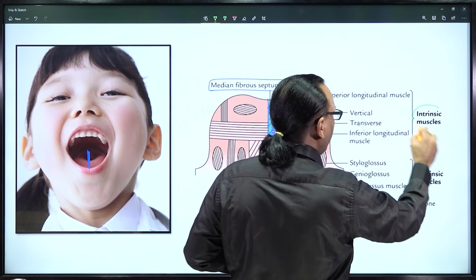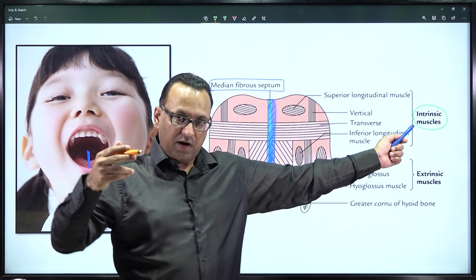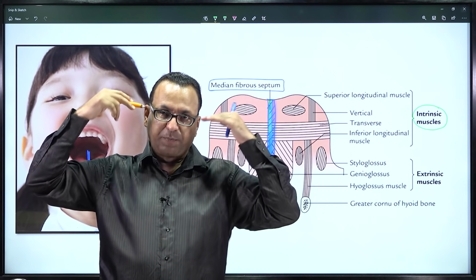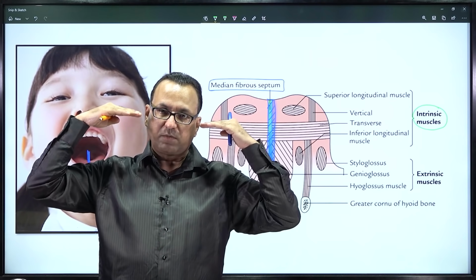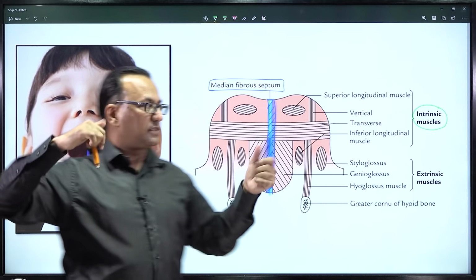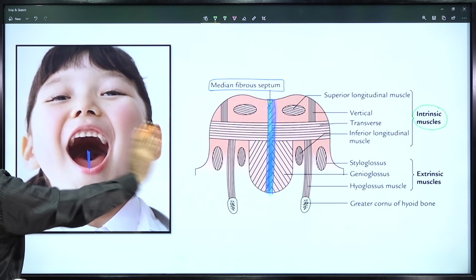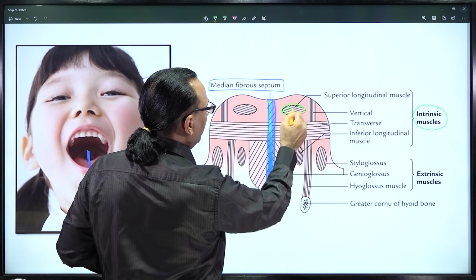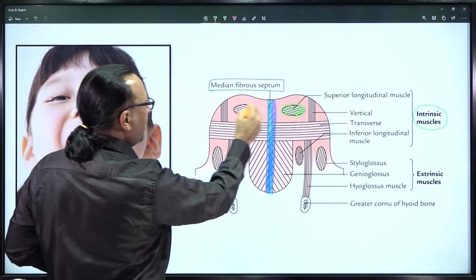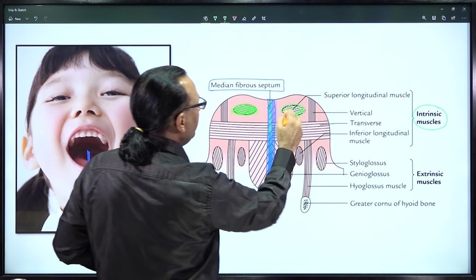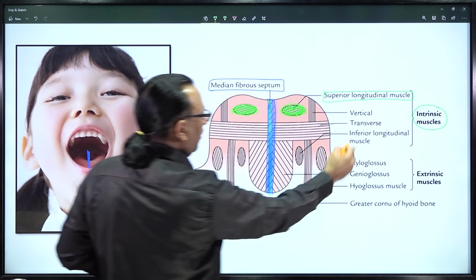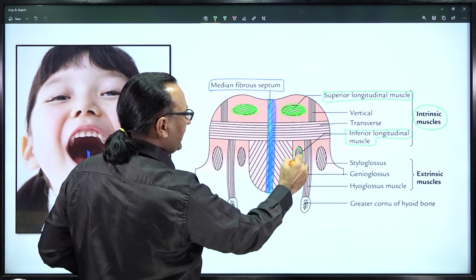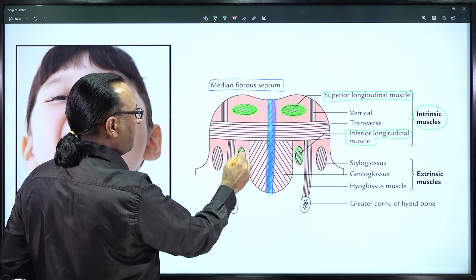As you notice, there are 4 of them. 2 of them are running anterior posteriorly, superior and inferior. Superior longitudinal muscle, inferior longitudinal muscle. As you see, since it is a coronal section, side to side, you can find this is the superior longitudinal muscle on left and right side, and similarly you can show the inferior longitudinal muscle on the left side from the front view and right side from the front view.